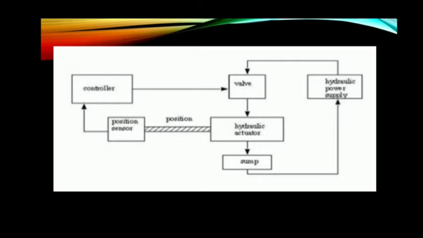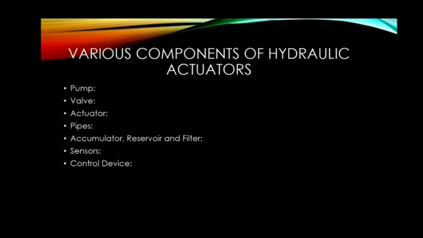Hydraulic actuators are used where high speed and large forces are required. Various components of hydraulic actuators are given in brief below. Pump: hydraulic power generation system. The pump pressurizes fluid to the level required by an actuating system. Valve controls the direction, pressure, and flow rate of hydraulic fluid. It basically acts as a regulating system.